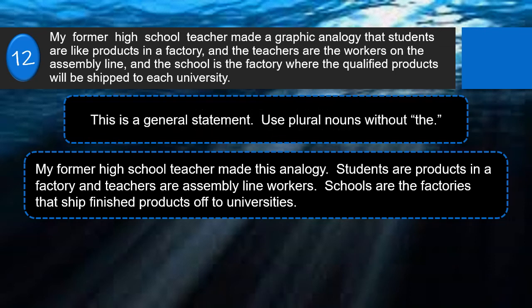Notice, this is a general statement, so I use plural nouns without the. Students, products, teachers, assembly line workers. Schools are factories. Maybe I should take away that. That ship finished products off to universities. General. Okay, no the or anything like that. So again, schools are factories. I need to take away the.